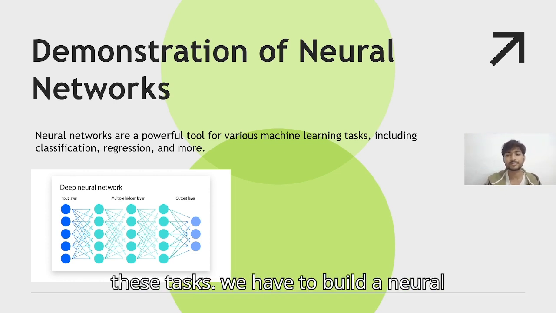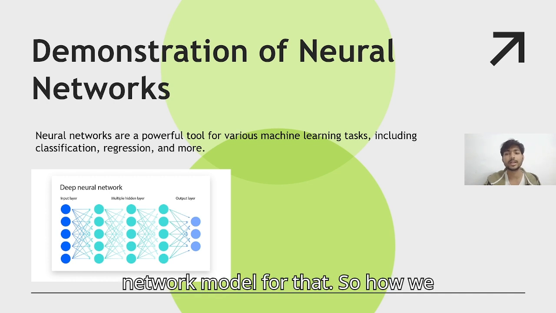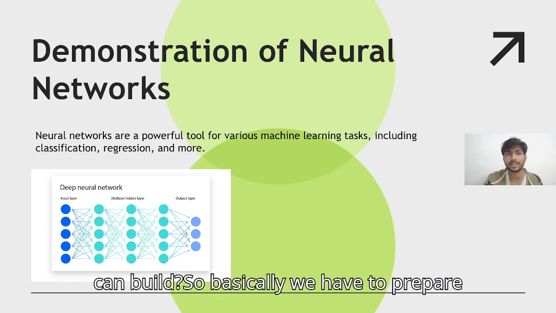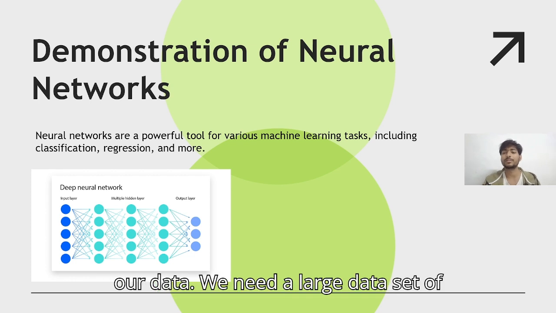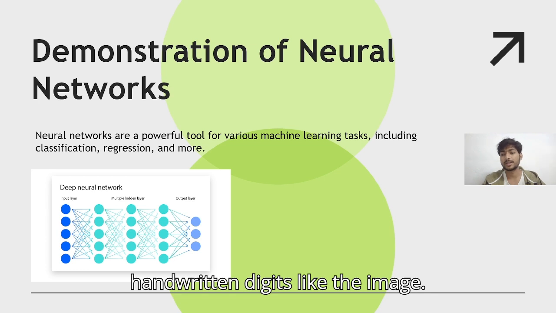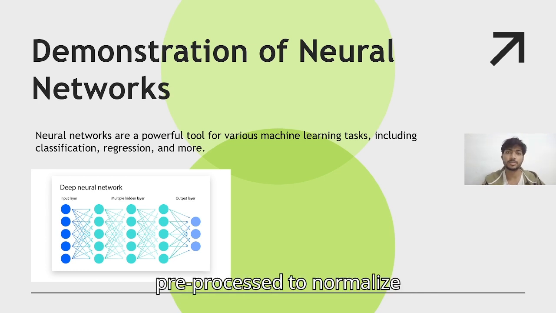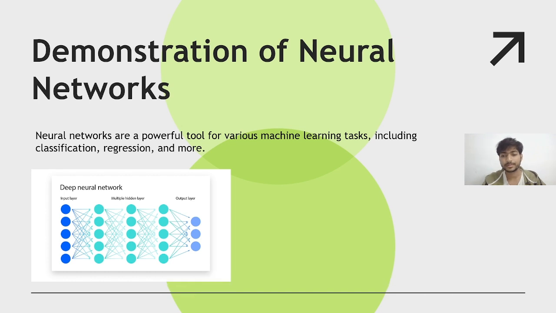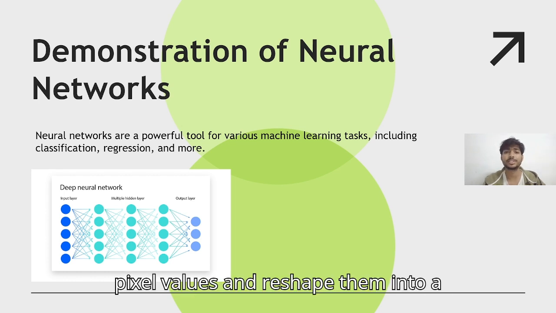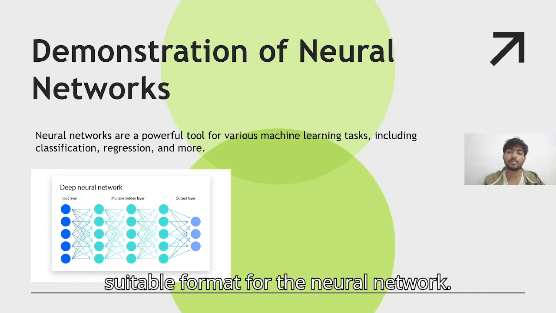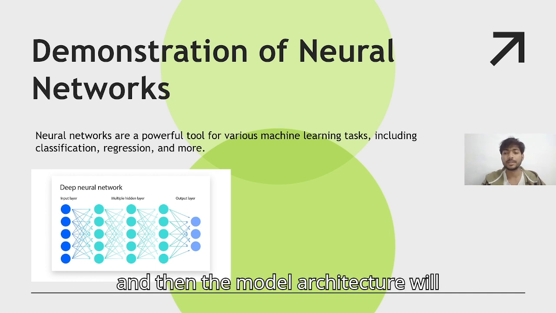How do we build a neural network model for that? So basically we have to prepare our data. We need a large dataset of handwritten digits, like the images, and then we pre-process them: the images are pre-processed to normalize pixel values and reshape them into a suitable format for the neural network. And then the model architecture will come.